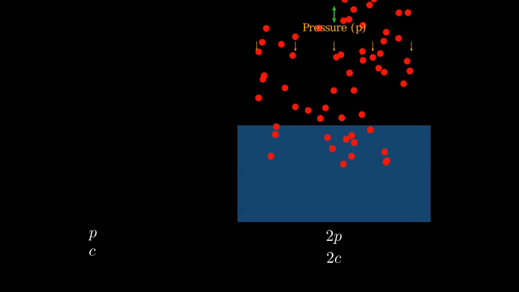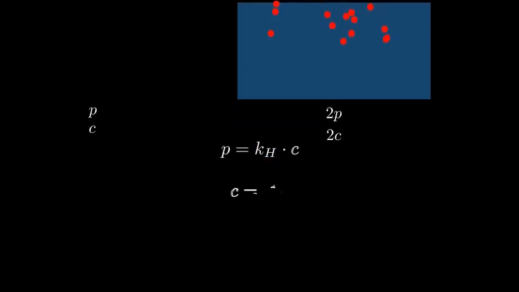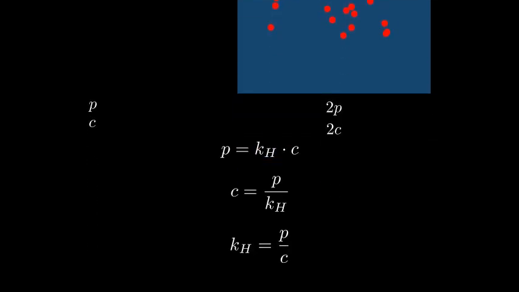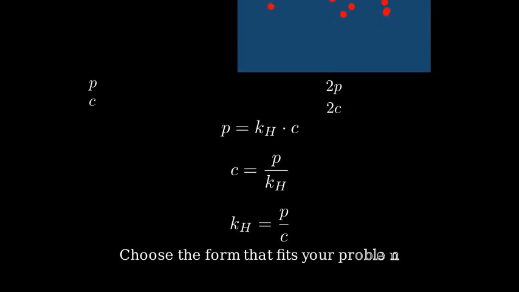Henry's Law can be written in different ways, depending on what we're solving for. If we want to find the concentration, we can rearrange to get C = P / K_H. Or if we need to solve for K_H, K_H = P / C. You should choose the form that's most convenient for solving your specific problem.